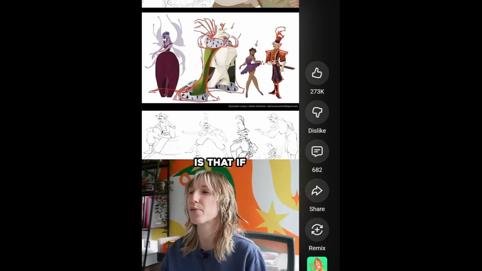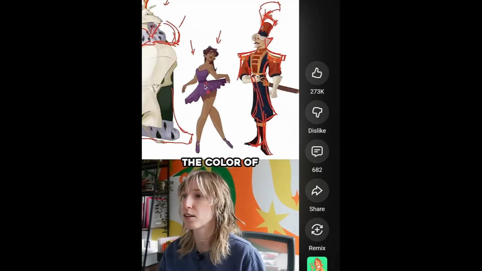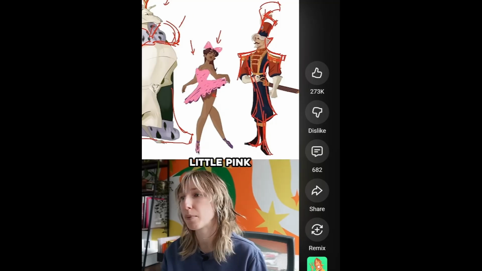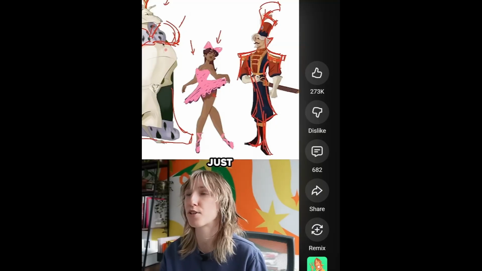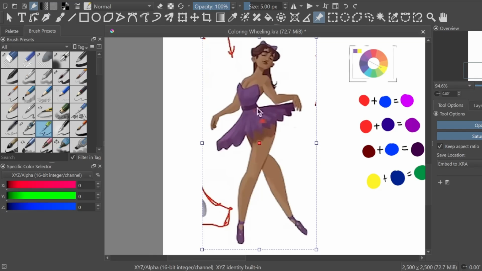One thing I'm gonna say is that if we look at this in black and white, the color of this purple is so similar to the color of her skin that I would either make this much lighter or much darker, like little pink socks. And honestly, at this point, I'm just having fun. Well, they look pretty distinct to me. This must have been like a light brown and a dark purple.